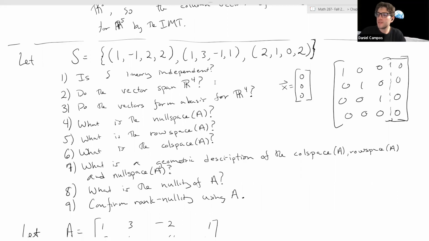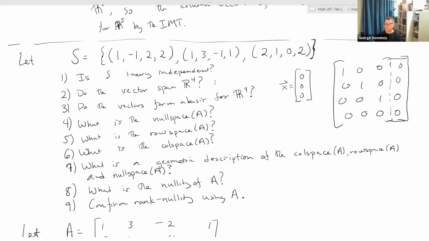All right, Daniel, what's the null space of A? Equal to the 0 vector, because the only solution to AX equals 0, the homogeneous system, is the 0 vector. Yeah, sorry. No, you're good. Okay. Good, the 0 vector, excellent.